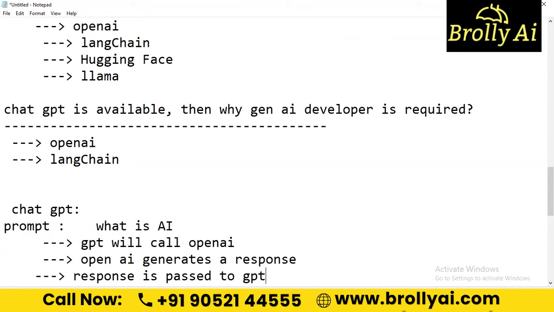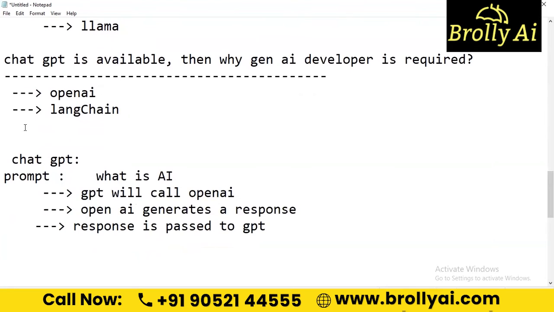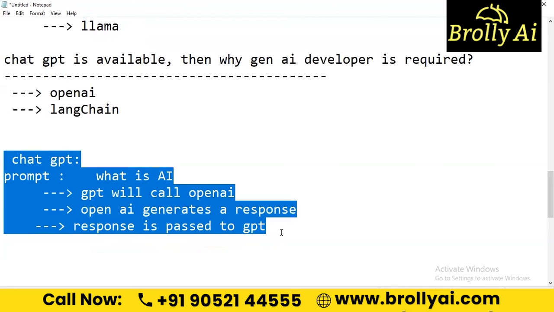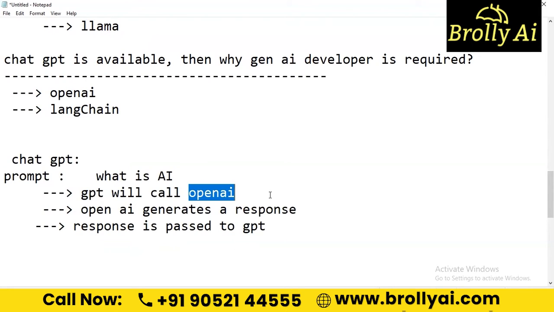So finally, based on these few lines, what is your understanding? What is the backend technology? What is the backend API of ChatGPT, which is OpenAI. But OpenAI, the limitation of OpenAI.